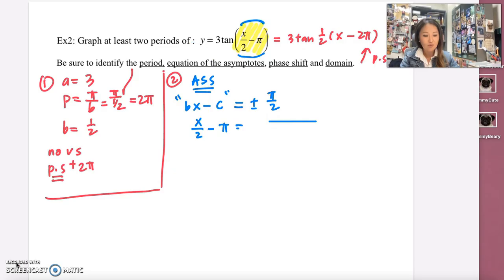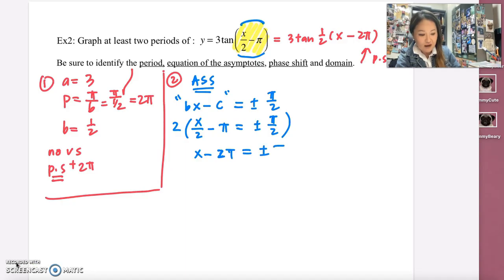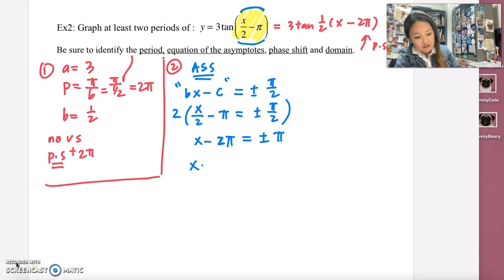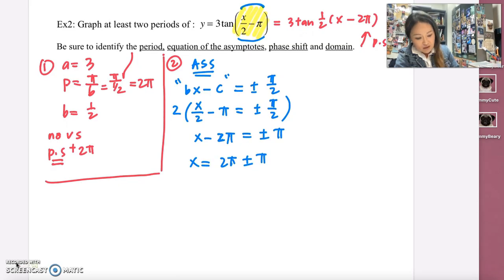Okay. Is equal to plus or negative pi over 2. Now, maybe this is the algebraic part that's going to be a little bit difficult for some of you, but it's not so hard, okay? How about we multiply everything by 2 to get rid of all the fractions? So I get x minus 2 pi equals plus or negative pi. Easy peasy. Now, I'm going to solve for x. So x is equal to 2 pi plus or negative pi, which becomes x equals 3 pi or pi.